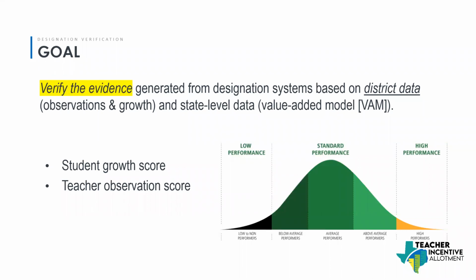The goal of this process is to verify each district's designation of their teachers. To do this, Texas Tech will evaluate the teaching competency of teachers who earn a designation by comparing their observation score and student growth score within the district as well as across the state.